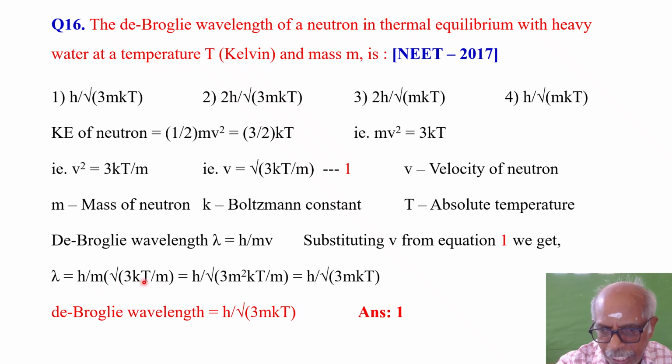You bring this m inside the square root, it will become m squared. So h by square root of 3 m squared kT by m. You have m squared in the numerator and m in the denominator, so m will get cancelled. So lambda is equal to h divided by square root of 3mkT. So the de Broglie wavelength of the neutron is h by square root of 3mkT. Option 1 is the right answer for this question.